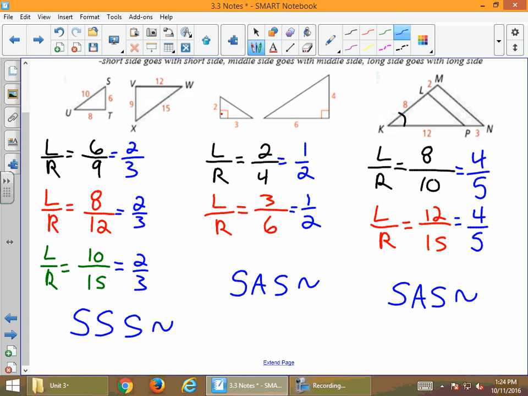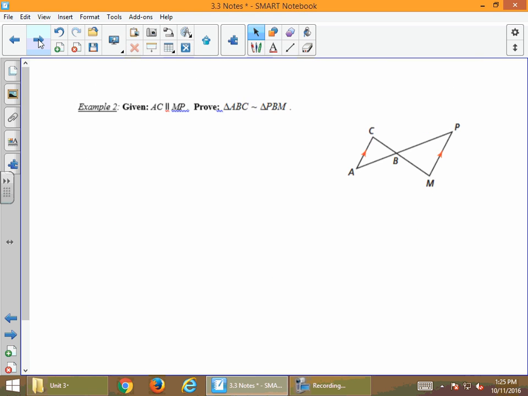Questions on those? Again, when in doubt, just set up ratios and help you reduce. Well, those are congruent triangles. We're no longer doing congruence. Again, there's tricks with these as well. All right, let's move on to the next phase of this.